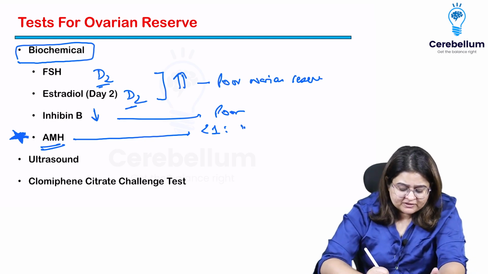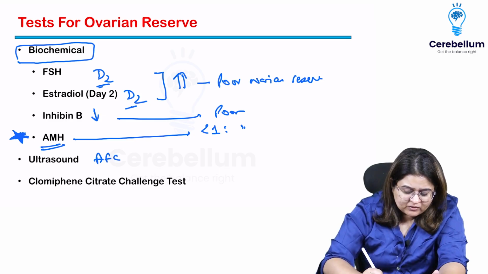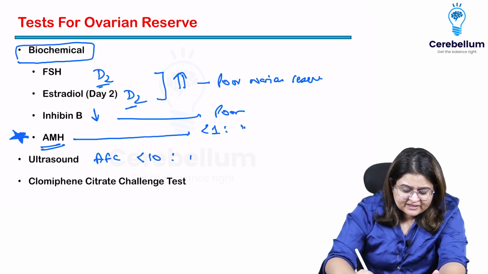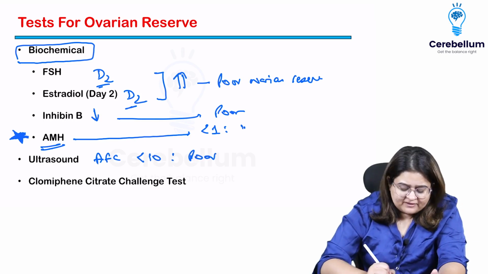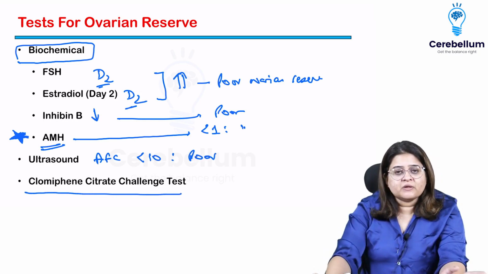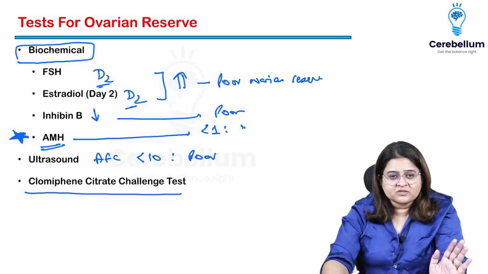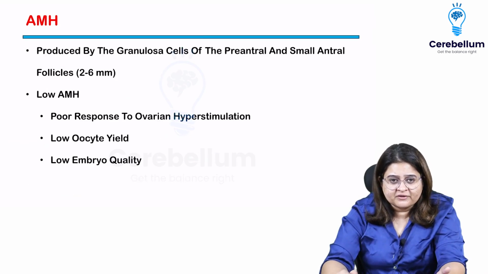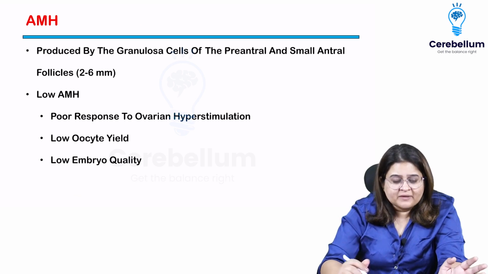We can also do an ultrasound where we see the antral follicle count. Anything less than 10 is a sign of poor ovarian reserve. And we don't do this commonly, but just remember clomiphene citrate challenge test is also a test for ovarian reserve. Amongst these, I told you AMH is very important.